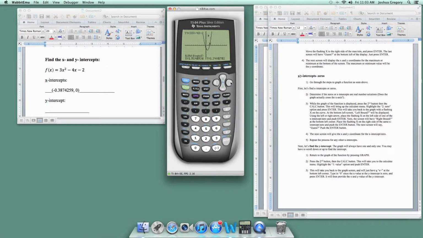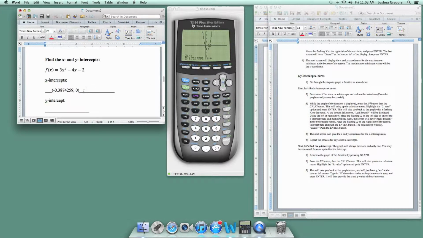Then push right and go to the other side. Push enter. And it's going to say guess with a question mark. Push enter again, and that gives us our other point. So it's going to be that, and parentheses 1.7207592. Again, you guys should round, don't write all that out, comma, and close your parentheses.